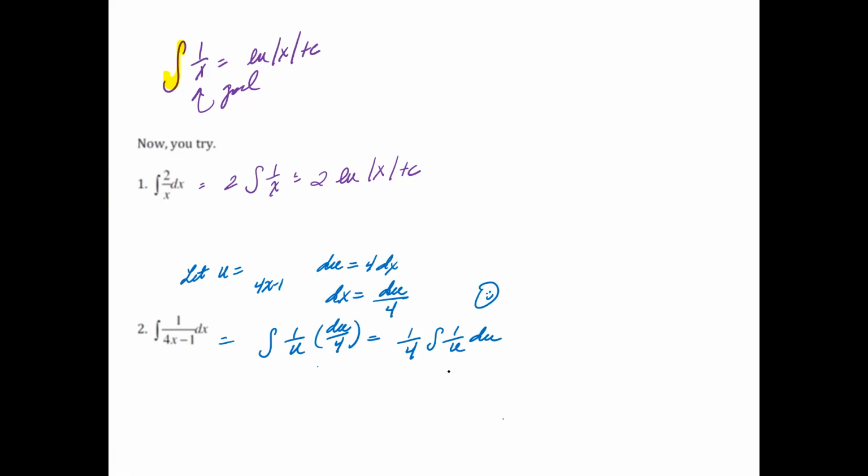So then looking at this, you will just proceed on with the integration. You get 1 over 4 ln u plus c. Replace it: ln u becomes 4x minus 1, and then plus c, which is your answer.